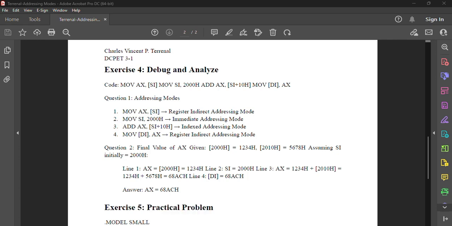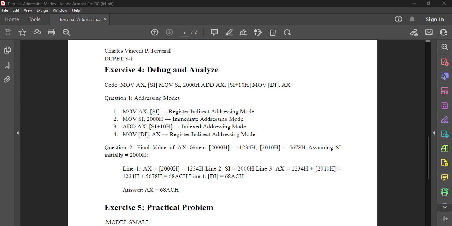So assuming SI starts at 2000H, we load 1234H into AX and then add the value at 2010H, which is 5678H. Adding 1234H and 5678H gives us 68ACH as the final value of AX.